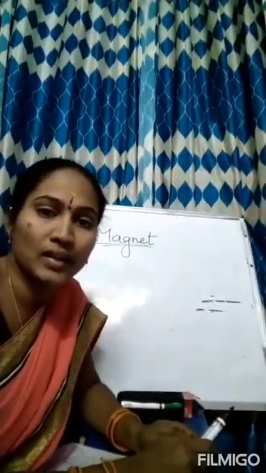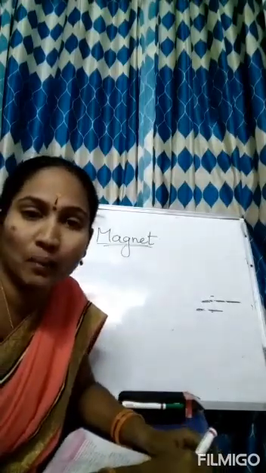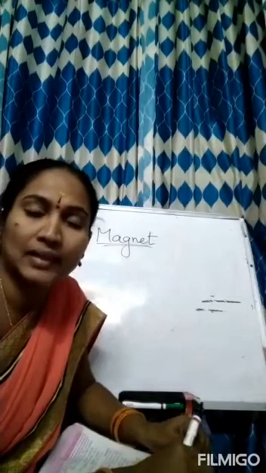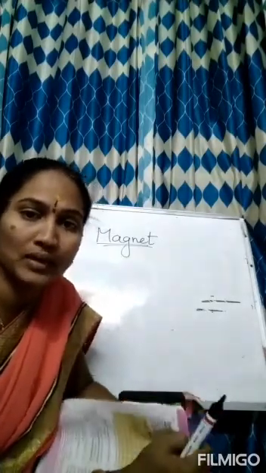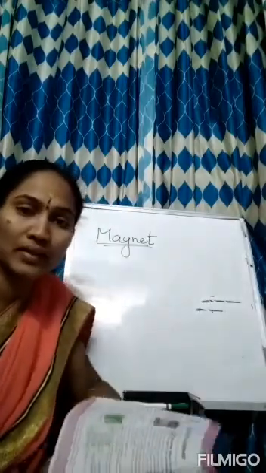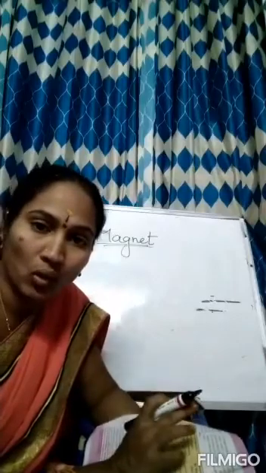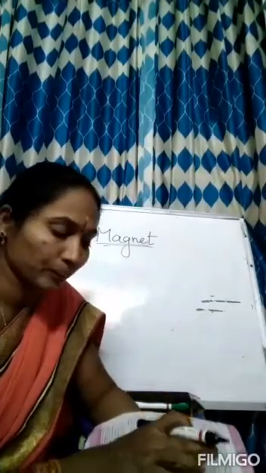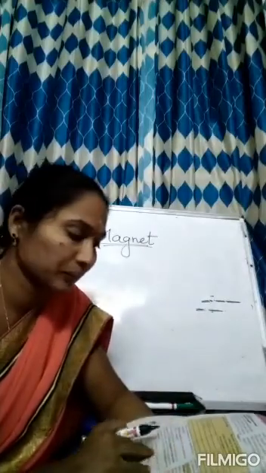We are learning the chapter Magnet. So far we have learned about the magnet, the discovery of the magnet, the types of magnets, the story of the magnets, and what are magnetic materials and non-magnetic materials. And I gave you some homework. I hope everyone has done it.